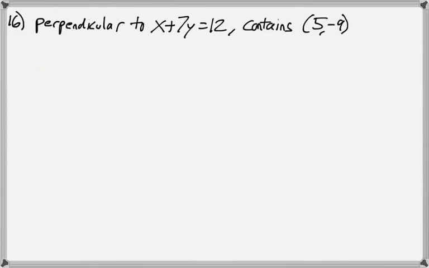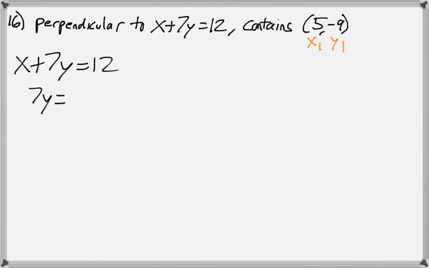If we look at 16, it says find the equation of a line perpendicular to the line x plus 7y is equal to 12 and contains 5, negative 9. So I do have my x1 and my y1, and I need to get my slope. So we're being compared to this line here, so we need to figure out what this line's slope is. So I need to isolate for y there. So I have actually a lot of work to do before I can even get my slope.